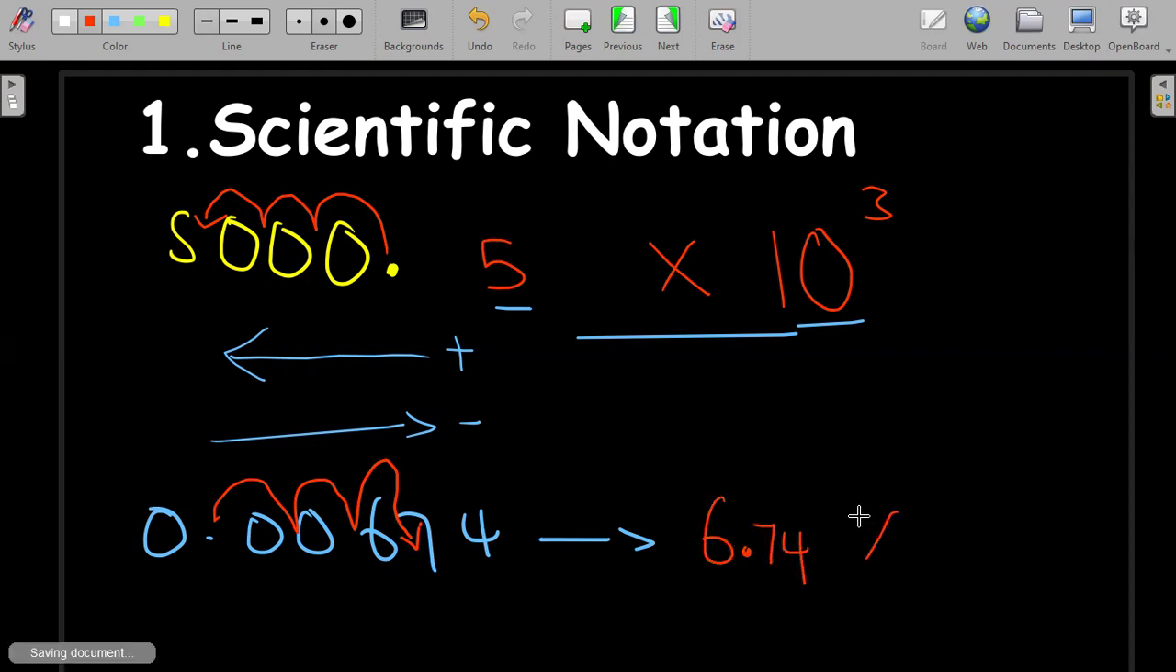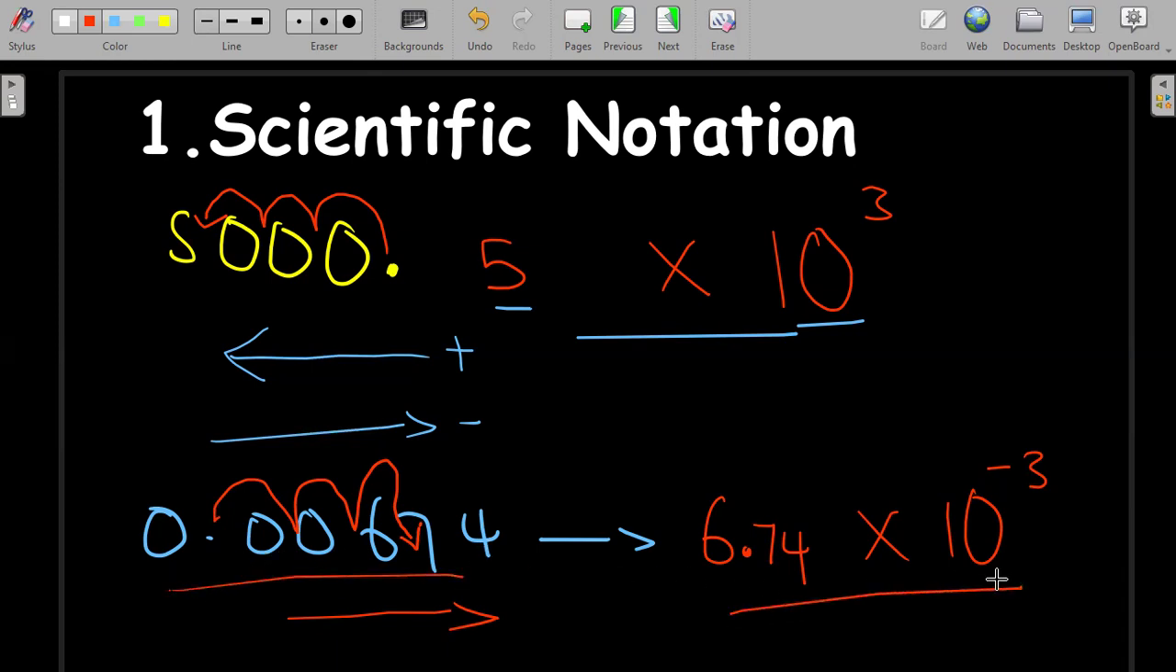So it will be 6.74, and then I'm going to say times 10. How many times have I moved? I've moved 1, 2, 3 times. In which direction? I've moved to the right, so my power will be negative. The power will be -3 there because we have moved it to the right. So that's how we can change from this normal notation to scientific notation.